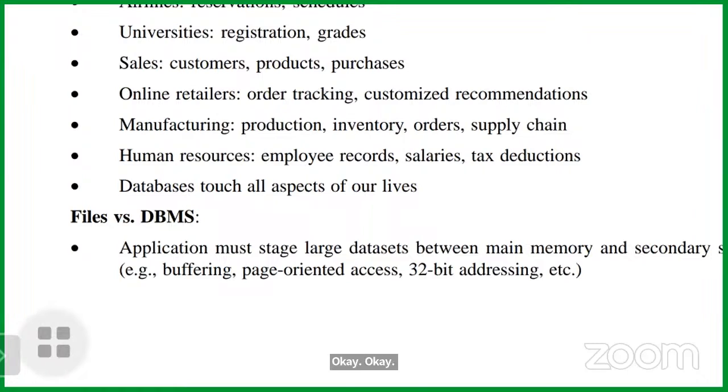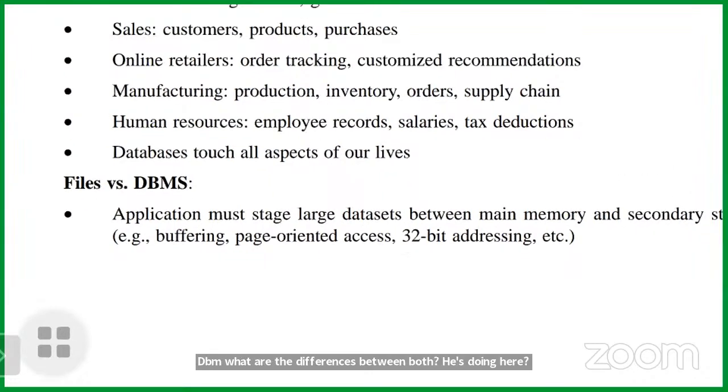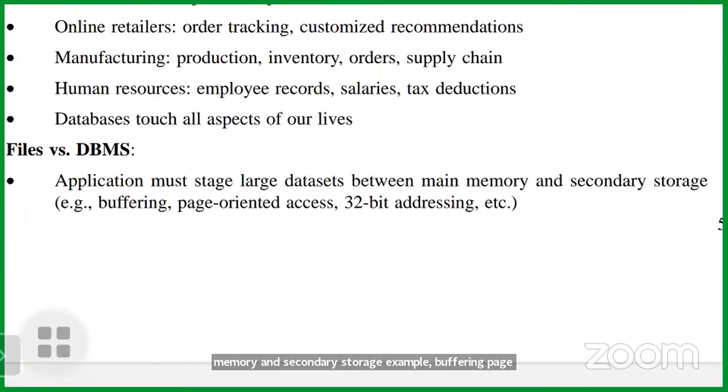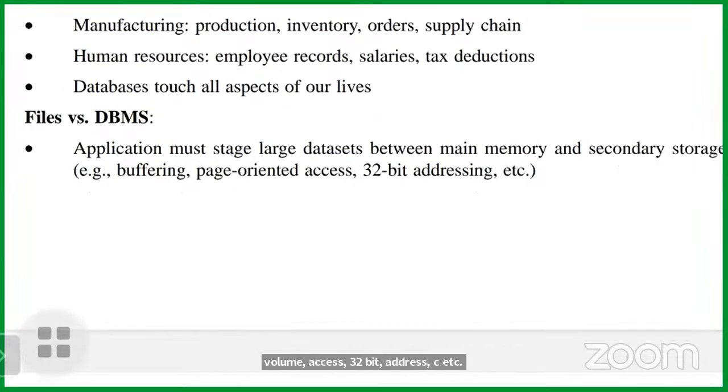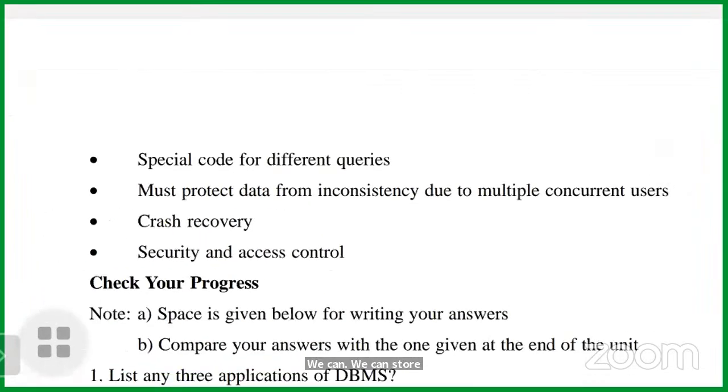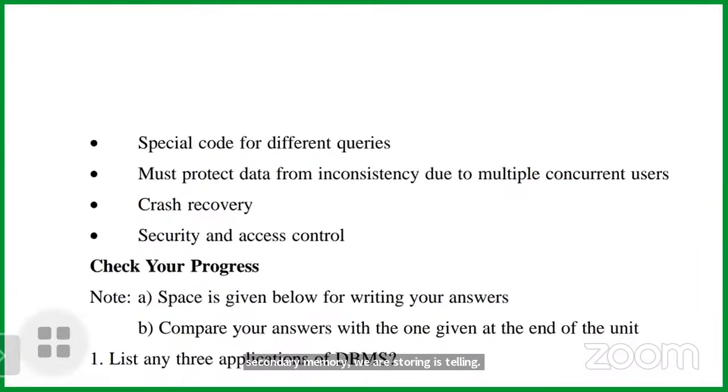Next we have files versus DBMS. What about file processing and what about DBMS? What are the differences between both that he's giving here? See here: the application must stage large data sets between main memory and secondary storage. For example, buffering, page-oriented access, 32-bit addressing, etc. Normally he's telling how we can store in DBMS and in files, between main memory and secondary memory. Now see what he's giving: and special code for different queries.